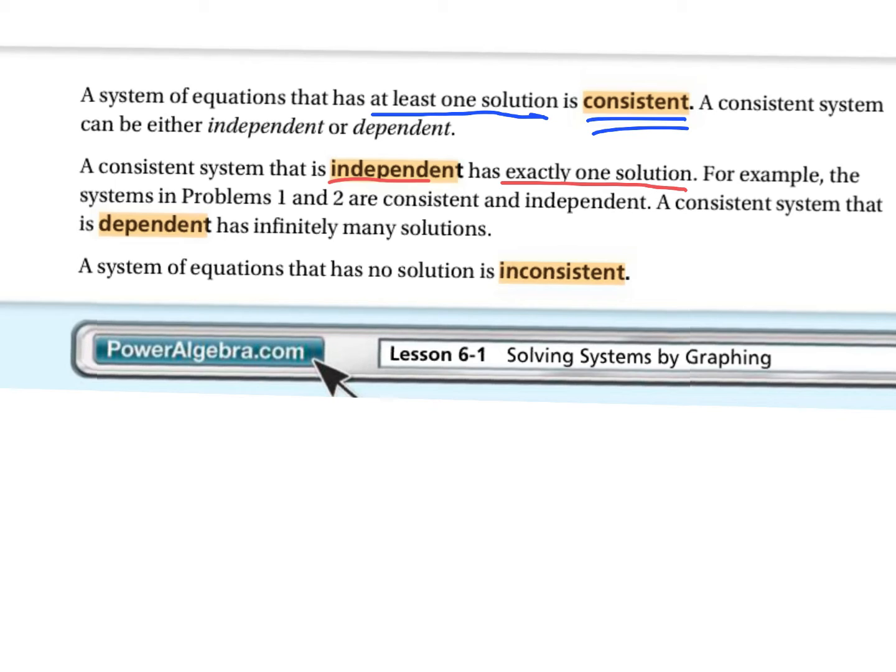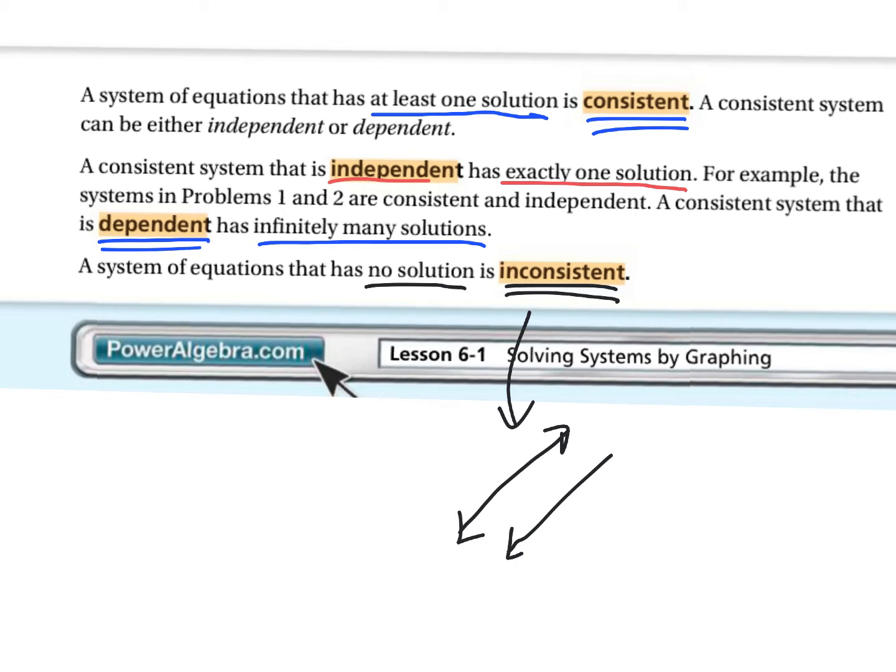If we have infinitely many solutions, then they are dependent. And it would have infinitely many solutions if the lines are exactly the same as each other. And then if there's no solution, if the lines never intersect, that's called inconsistent. And if it's inconsistent, if there's no solution, the only way that could happen is if our lines are parallel to each other. Okay, so just a little vocabulary for our systems of equations.